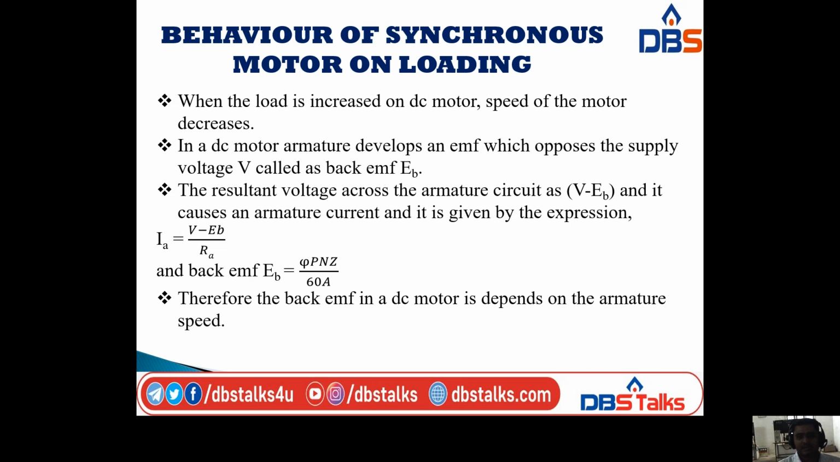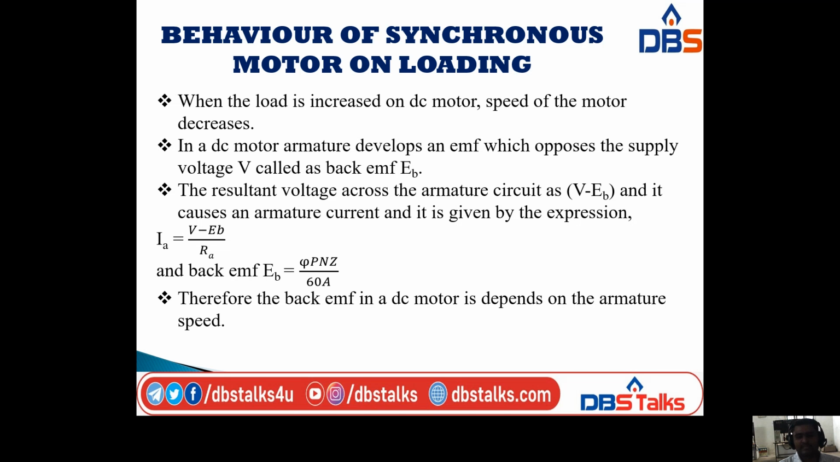So in a DC motor, the armature develops an EMF which opposes the supply voltage V, called the back EMF, represented with E_b. The resultant voltage across the armature circuit is V minus E_b, and it causes an armature current, given by the expression I_a is equal to (V minus E_b) by R_a.